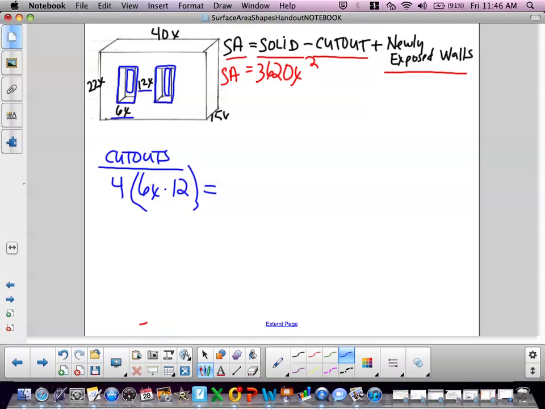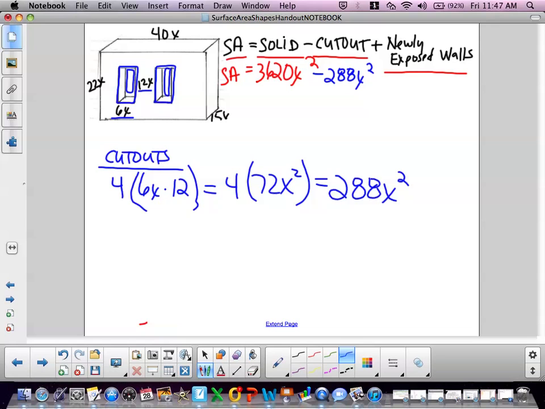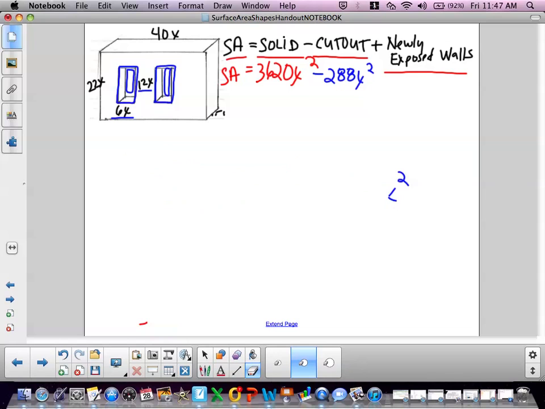Doing my calculations on that gives me 4 windows at 72x squared and a total of 288x squared. That much area is lost in removing windows. So this number needs to be subtracted. So come back to your verbal setup and we'll subtract the 288. Now we have to calculate the area of the walls that have been exposed on the inside.